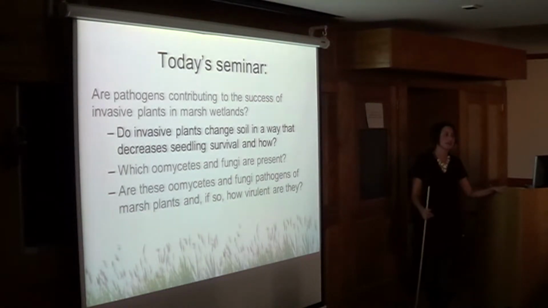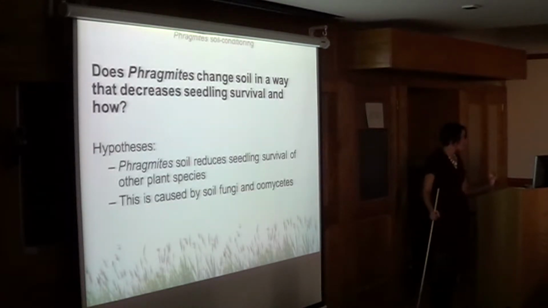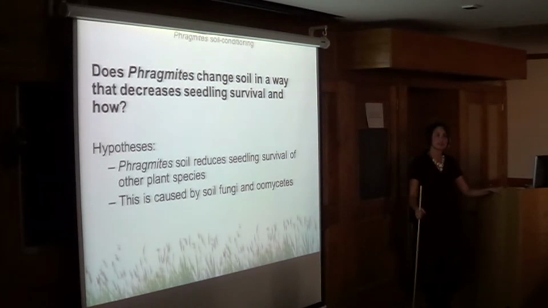So the first question, I think, for determining if plant pathogens and soil pathogens in particular are playing a role in the success of invasive plant species is seeing, does the invasive plant change the soil in a way that decreases seedling survival? So I want to note Phragmites australis, that invasive plant I mentioned initially, is changing the soil. And this could be abiotic or biotic. Some invasive plants exude allelopathic chemicals that are toxic to other plant species. But I'm particularly interested in the pathogens, so I want to know, is it reducing seedling survival of other plants? And is this caused by soil fungi and oomycetes?